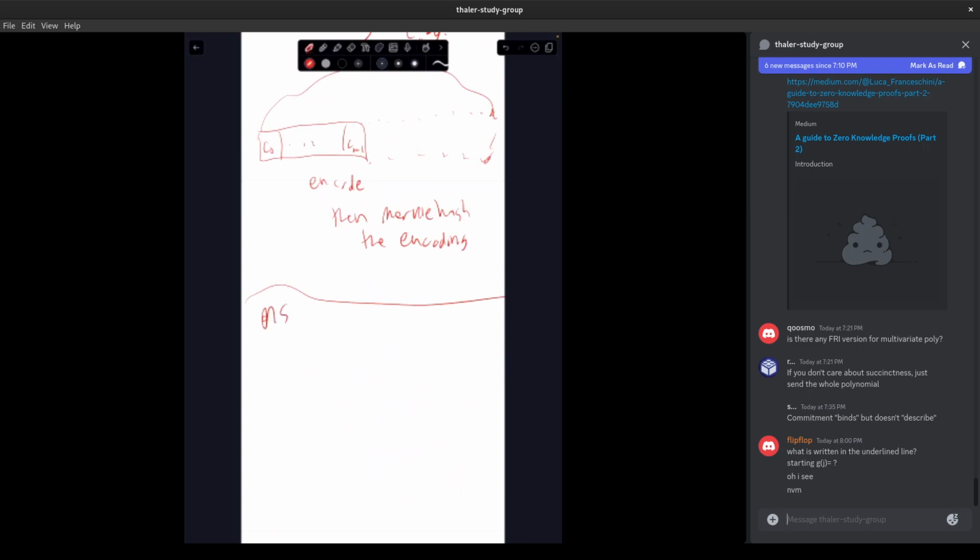so it's like MSMs, or encoding and hashing. Let me leave out encoding. Let's just not worry about it right now. And then field ops. Okay, like that. Roughly, this is the key stuff the prover does.